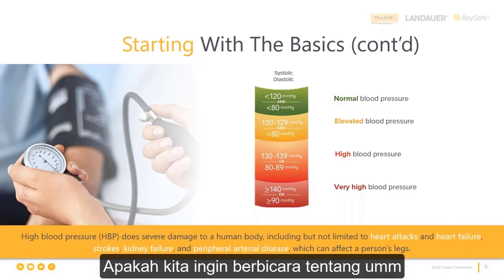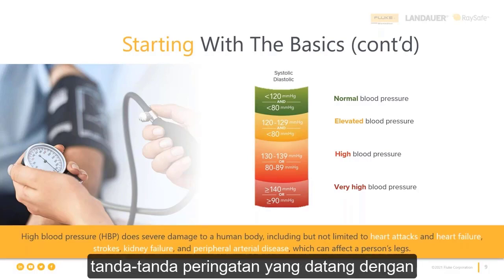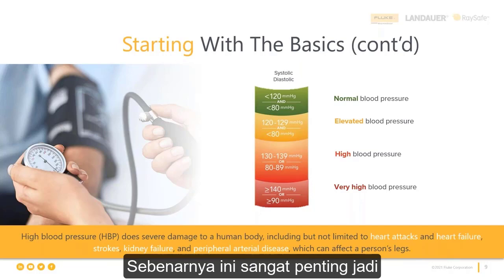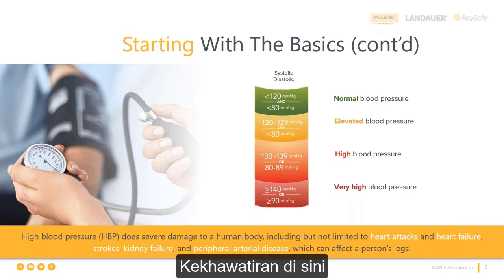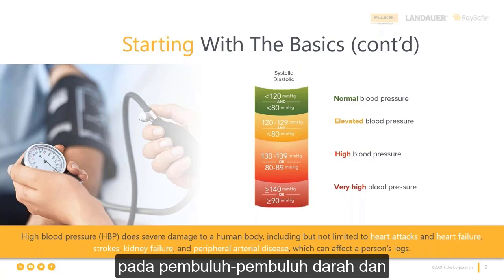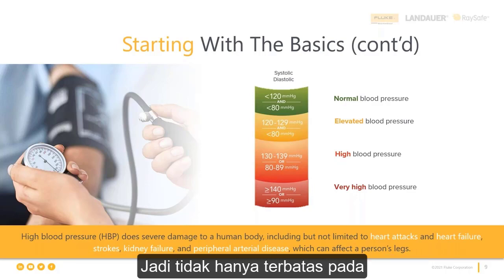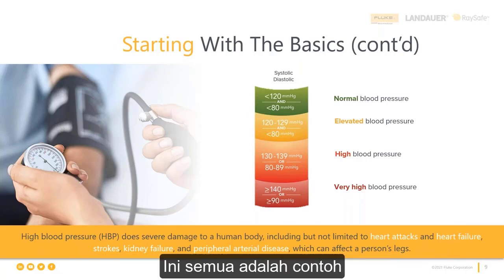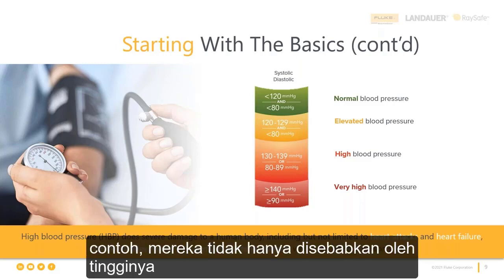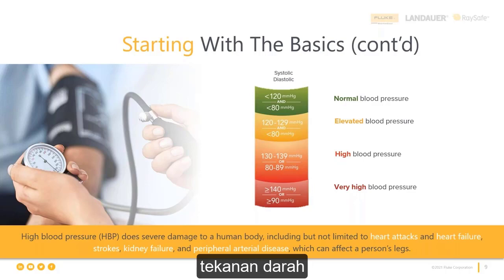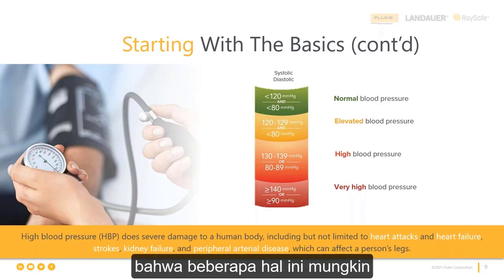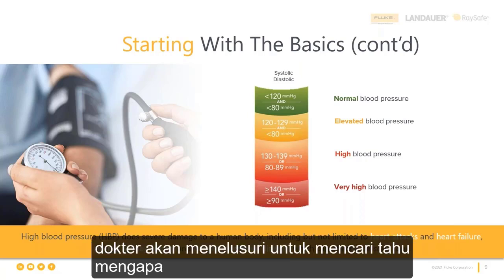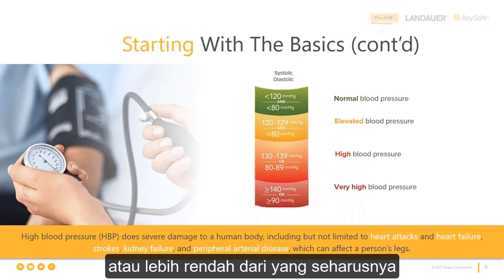Do we want to talk about any of the warning signs that come with blood pressure? Actually, this is really important. As we get into the elevated, high, and very high ranges, the concern is that high blood pressure over a long period of time is going to do damage to the blood vessels and therefore to other cells in the body. It's not limited to heart attacks, heart failure, strokes, or kidney failure. Peripheral arterial disease is another example. These are not only caused by high blood pressure, but high blood pressure is a strong indicator that some of these things may also be occurring. That's why the doctor will drill down to find out why blood pressure is higher or lower than it should be.